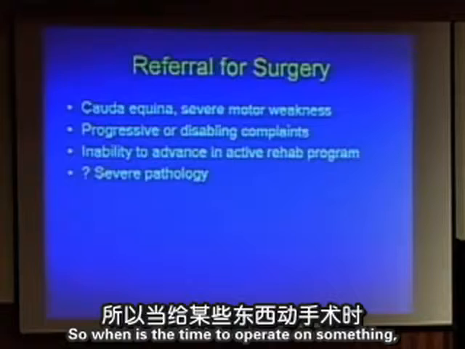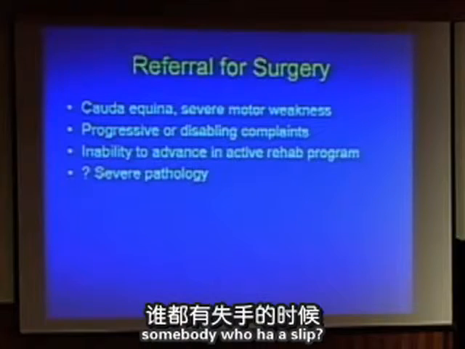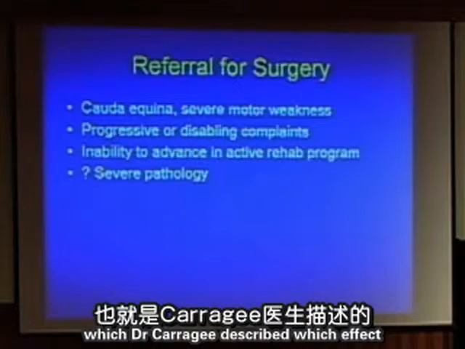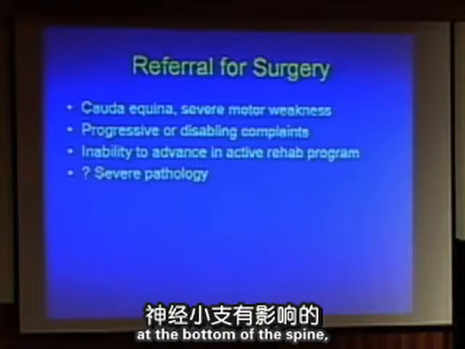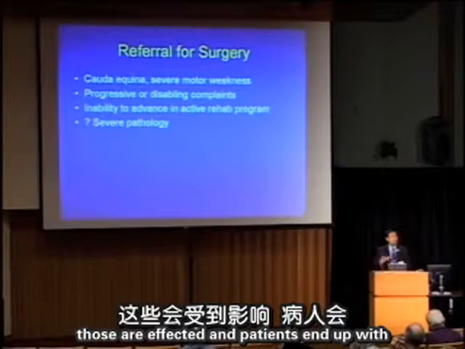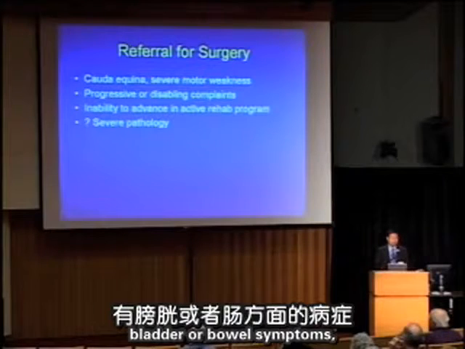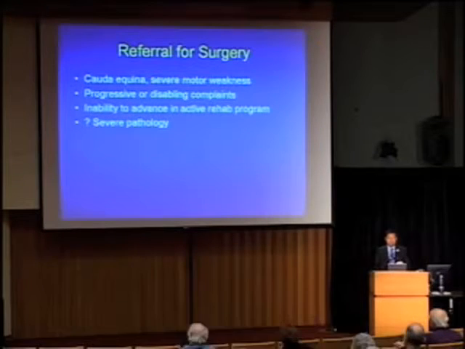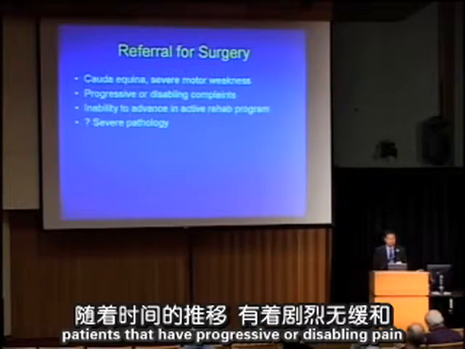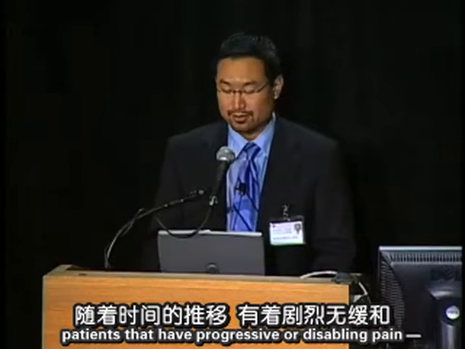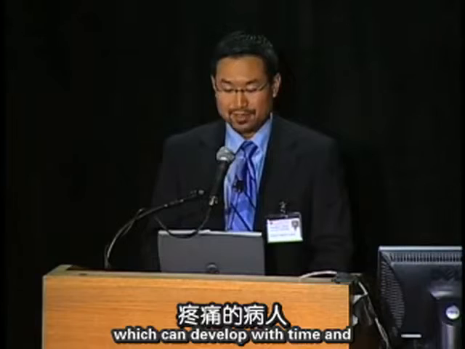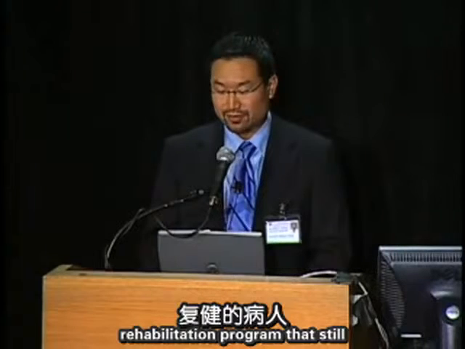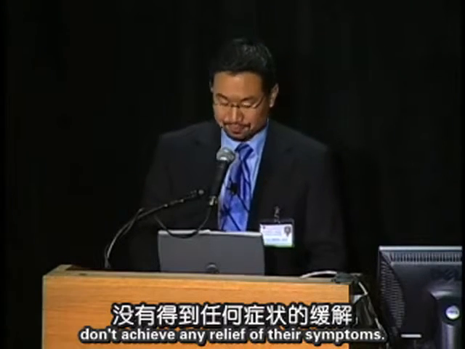So when is the time to operate on somebody who has a slip? Again, somebody who presents with cauda equina, which Dr. Carrigy described, which affects those nerve rootlets that come down at the bottom of the spine. If those are affected and patients end up with bladder or bowel symptoms, that is really a critical time to operate. Patients, again, who have severe motor weakness, that's another indication to operate. Patients who have progressive or disabling pain, which can develop with time. And patients who have gone through an extensive rehabilitation program but still don't achieve any relief of their symptoms.